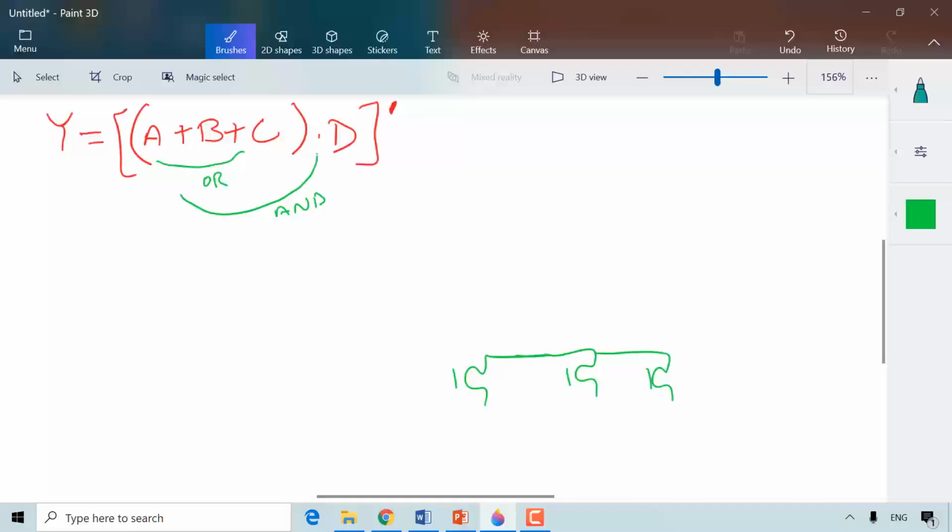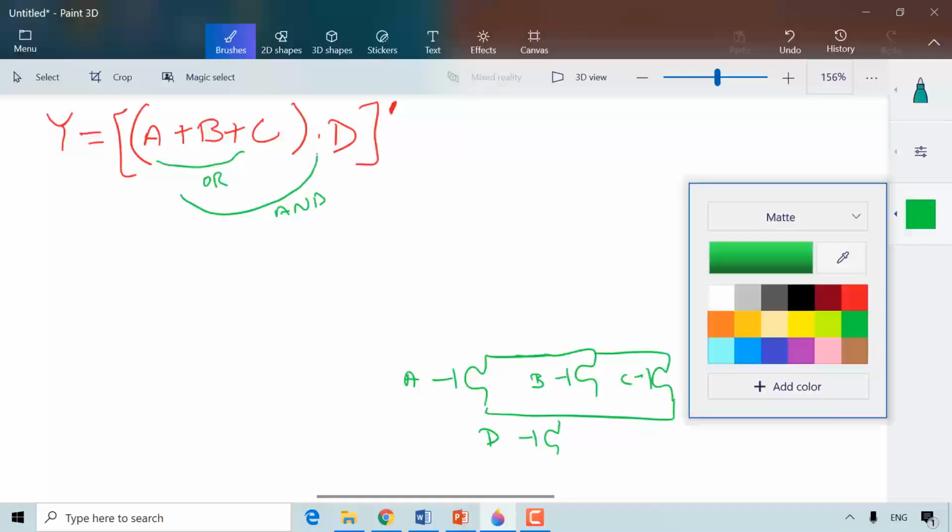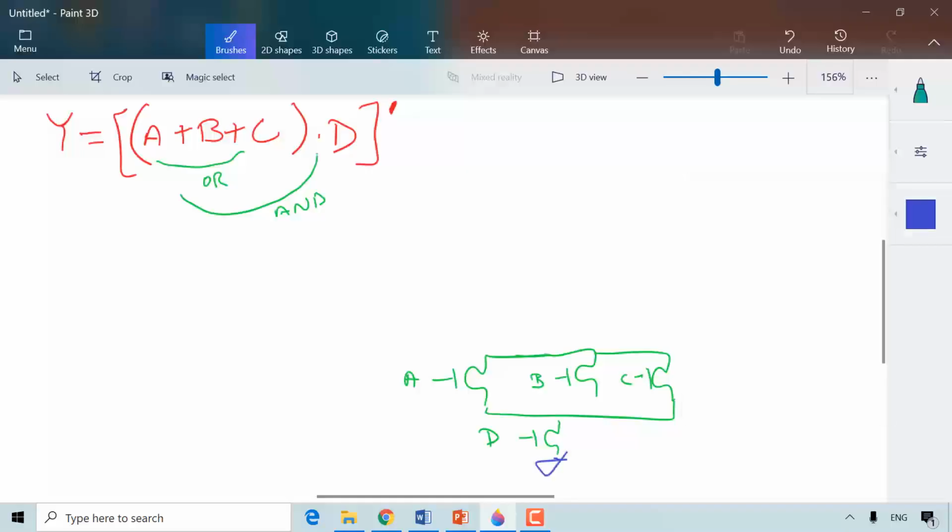So this is A and B and C. They are in parallel, and they are in series with D. Okay, so this is the subtree. Now I know the subtree at the bottom has to be a ground, and on top there has to be the output Y.